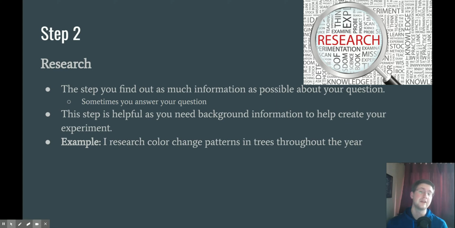If you're actually going to create steps to solve this problem, to answer this idea or question, you need to know what you're doing, right? So you need to have an understanding of those ideas as you go through that experiment designing. If you have no idea how to go through that experiment, how to use some of the equipment, what the data might mean, then it's really hard to create an experiment that's going to actually answer that question. So an example is I could research color change patterns in trees throughout the year. I could start looking into, okay, what are some things that people already know about this topic?